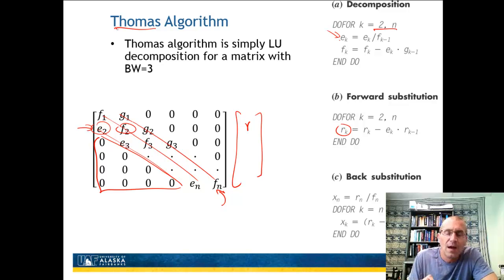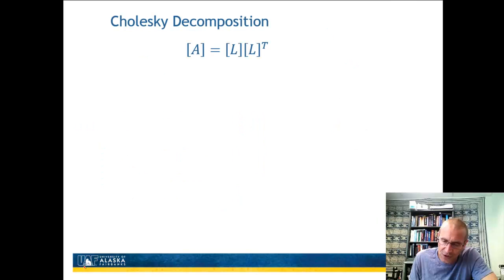In fact, if you have an algorithm for LU decomposition, you can go ahead and do the Thomas algorithm. You can go ahead and solve this matrix. If you know it's only going to have 3 lines, you can make it a little bit more efficient instead of looping through all of these 0 values. And so that's the primary difference between the Thomas and LU. It's just a specialized form of LU decomposition.